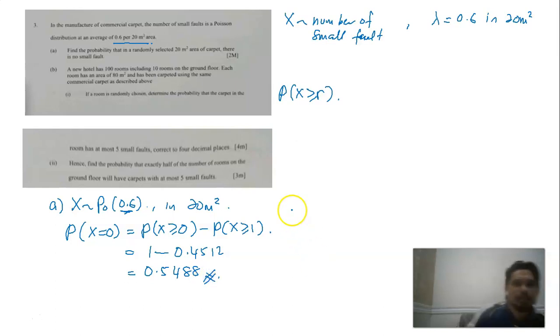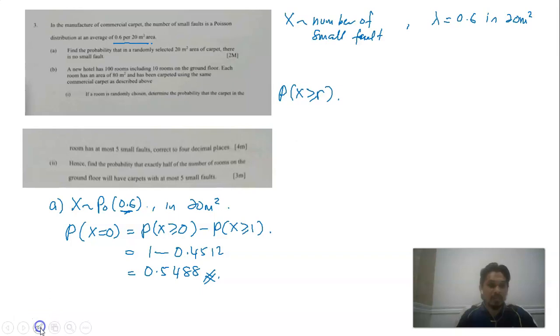Okay, a new hotel has 100 rooms, including 10 rooms on the ground floor. Each room has an area of 80 square meters and is carpeted using the same commercial carpet as described above. If a room is randomly chosen, determine the probability that the carpet in the room has at most 5 small faults, correct to 4 decimal places.